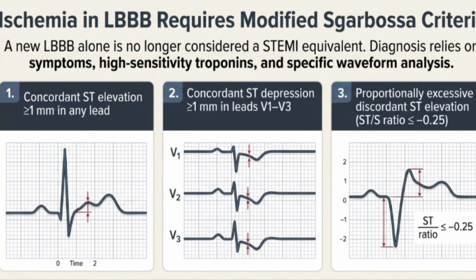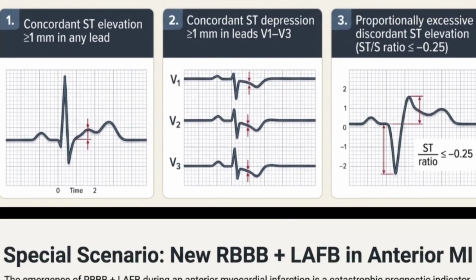Ischemia in LBBB by Sgarbossa, the modified Sgarbossa criteria: concordant ST elevation more than 1 mm in any lead; concordant ST depression more than 1 mm in V1 to V3; and proportionally excessive discordant ST elevation with an ST to S ratio less than or equal to minus 0.25. This is the modified Sgarbossa criteria for diagnosing ischemia in LBBB.